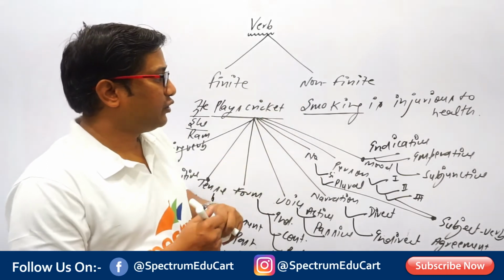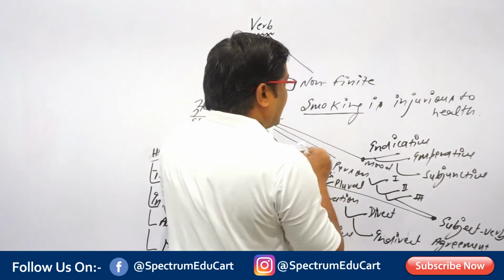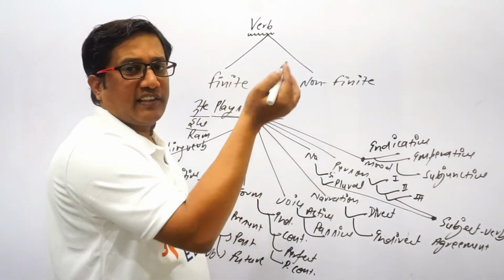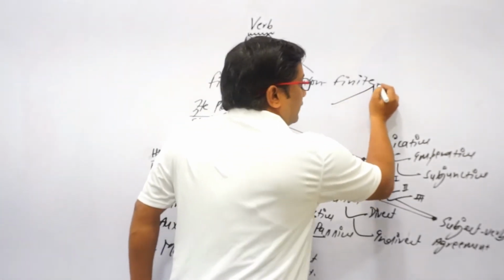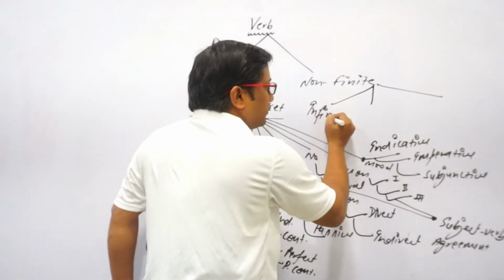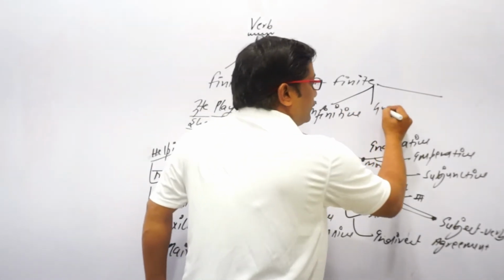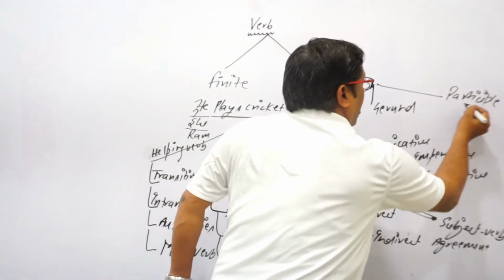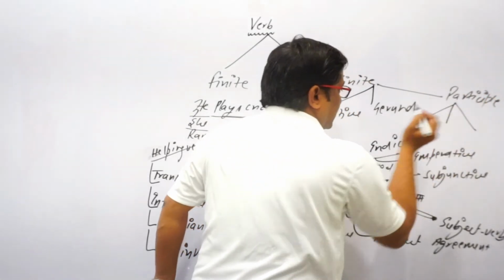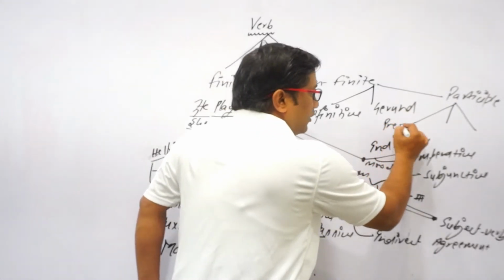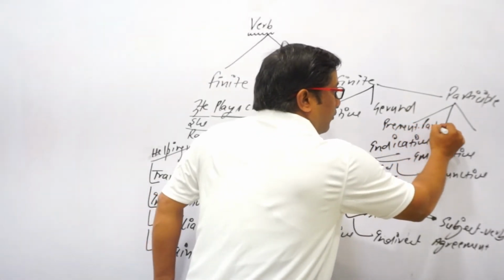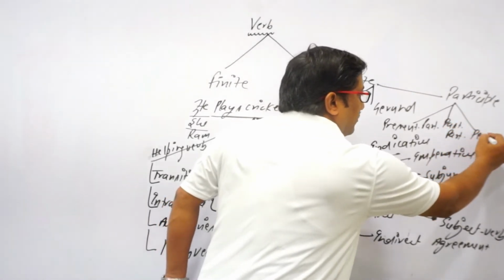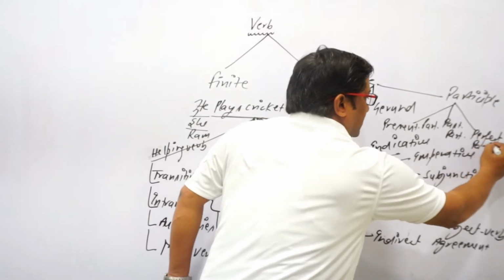Now the next thing is non-finite. Non-finite has 3 parts. You can say that this branch again has 3 branches, and the first one is infinitive, then gerund, and then participle. Participle again has 3 parts. The first one is present participle, past participle, and perfect participle.